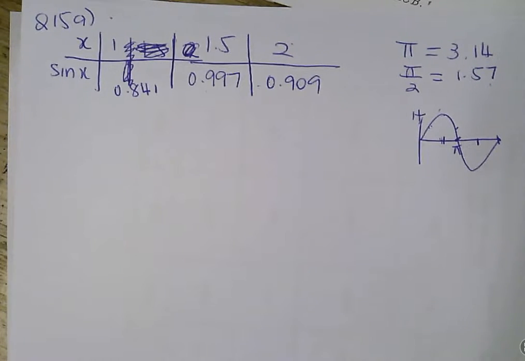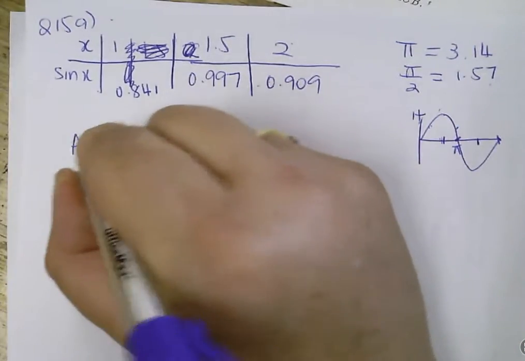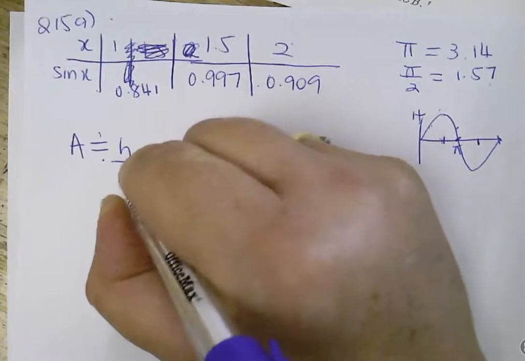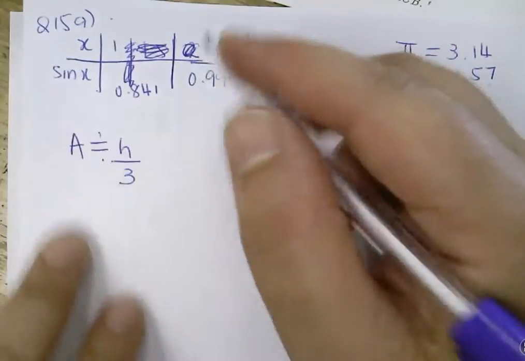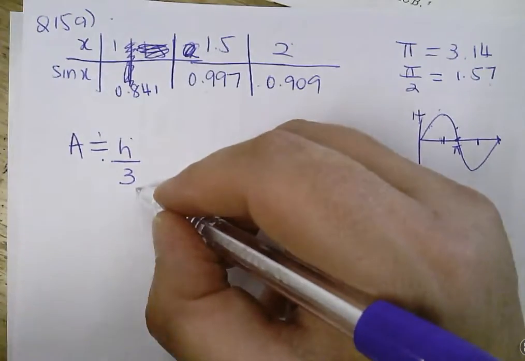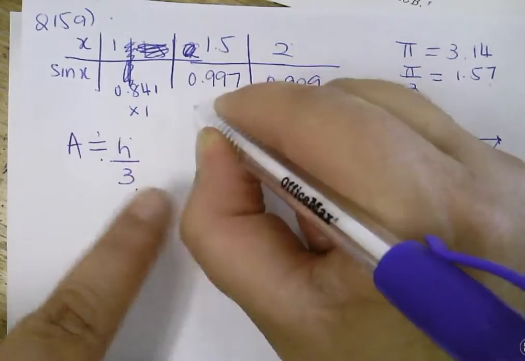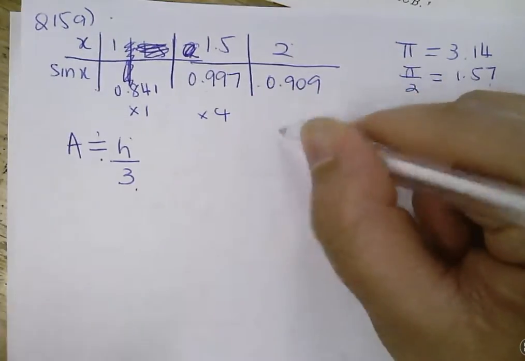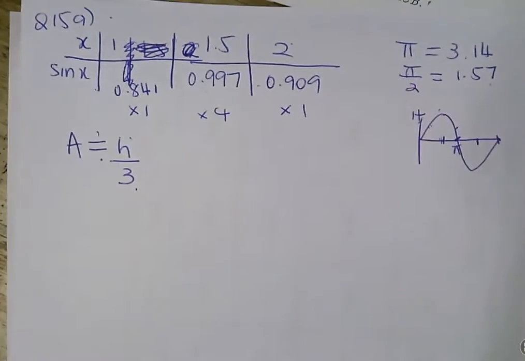Simpson's rule uses 1, 2, 3s and 4s, except in this case. Normally Simpson's rule is area is approximately equal to h over 3, and then we have the multiplier pattern of 1, 4, 2, 4, etc. So h over 3, whereas trapezoidal is h on 2. Here we go times 1, 4, but we can't do 1, 4, 2, 4. There aren't enough numbers. So you just go 1, 4, 1.